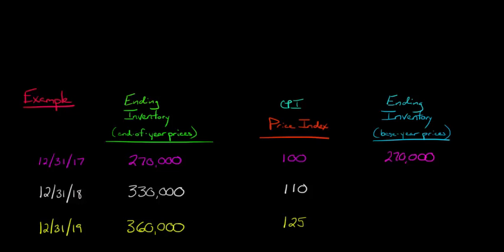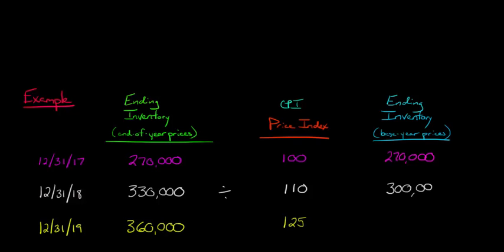So now when we say, okay, in year 2, end of 2018, we take the 330,000 that's at end of year prices, and to back out this, there was a price increase of 10%, right? So the price index is 110. That means the prices went up 10%. We're going to divide the 330,000 by the 110, and that's going to give us $300,000.